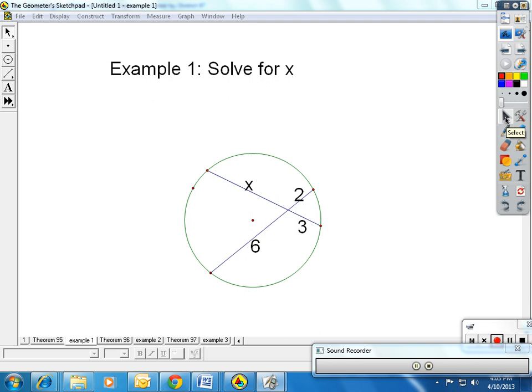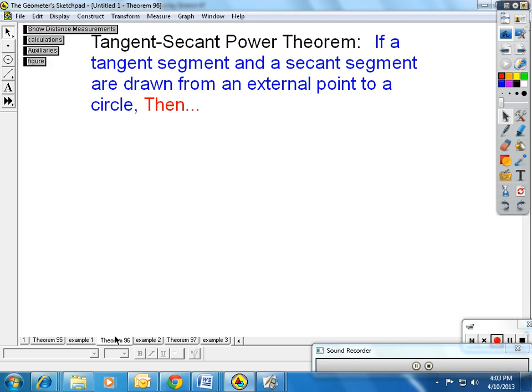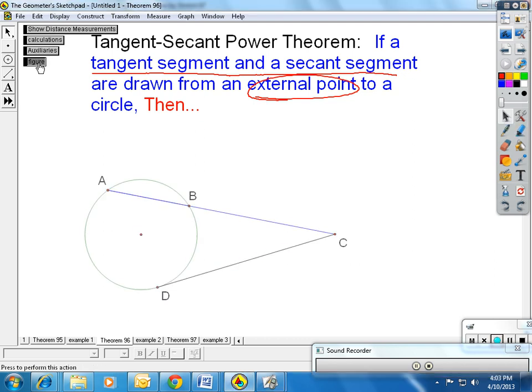Okay, let's look at the next theorem, Theorem 96. This is a tangent-secant power theorem. Again, it's going to be talking about distances. Tangent-secant, so be thinking about what this picture looks like even before I put it on. If a tangent segment and a secant segment are drawn from an external point to a circle, so picture a circle, an external point, and then a tangent and a secant created. This is what you've got. Okay, is that what you were thinking about?